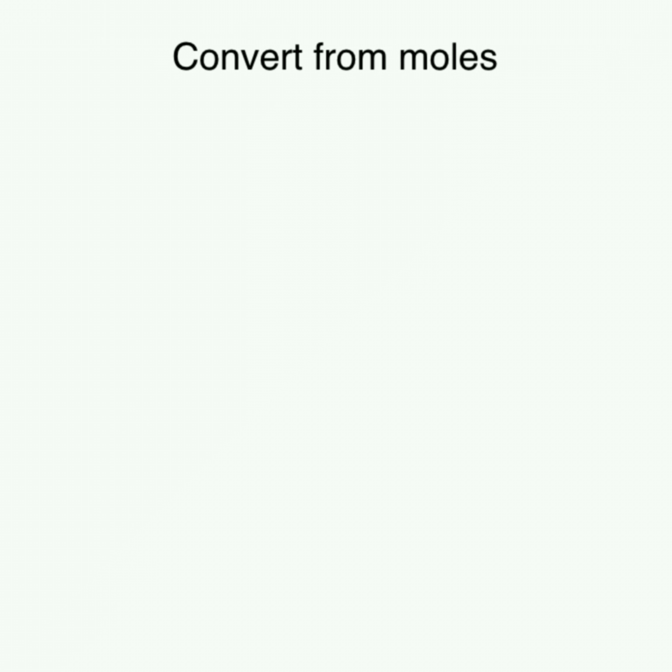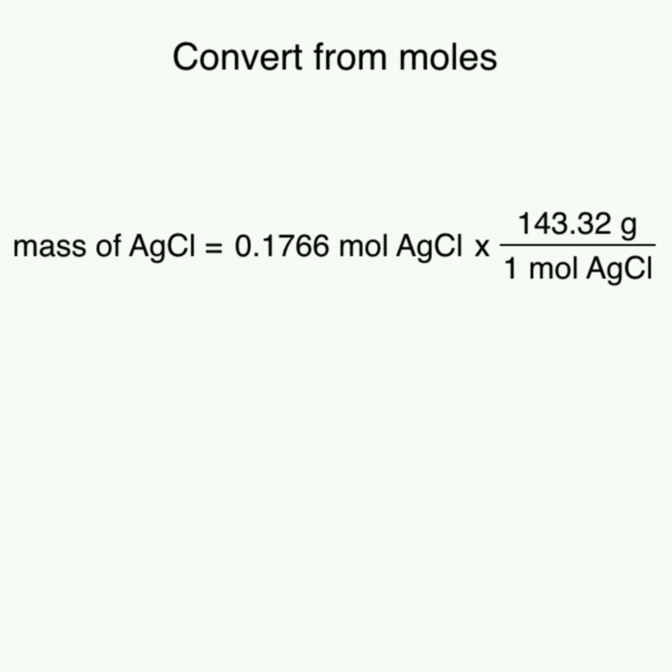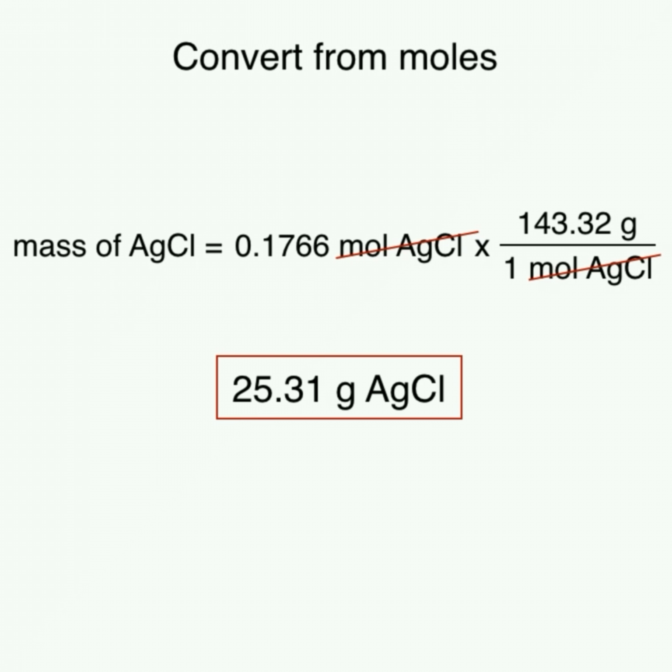Now that we know our limiting reactant, it's on to our final step, converting from moles. We can write the mass of silver chloride is equal to the number of moles of silver chloride, which we know is 0.1766, multiplied by the molar mass, 143.32 grams. This molar mass was calculated by adding the molar mass of silver, 107.87 grams per mole, and the molar mass of chlorine, 35.45 grams per mole. Doing this, the moles of silver chloride cancels out, and we're left with 25.31 grams of silver chloride produced.